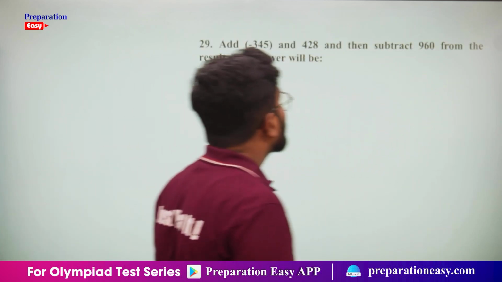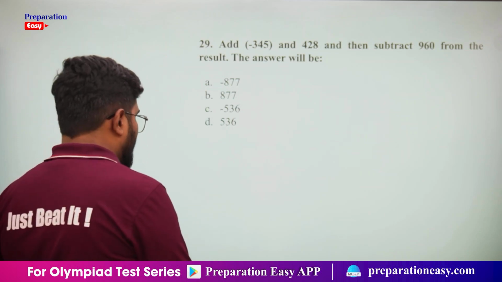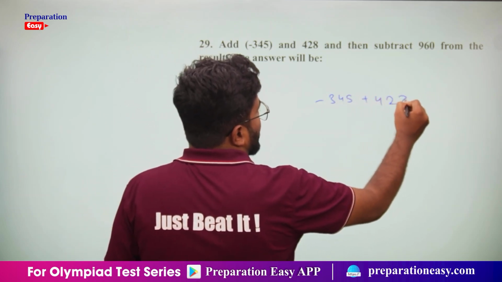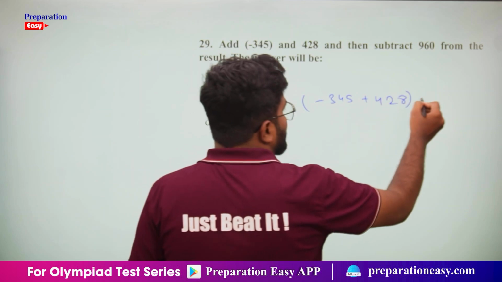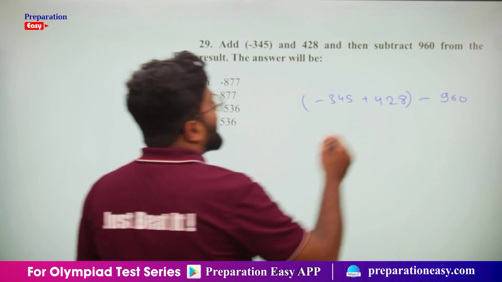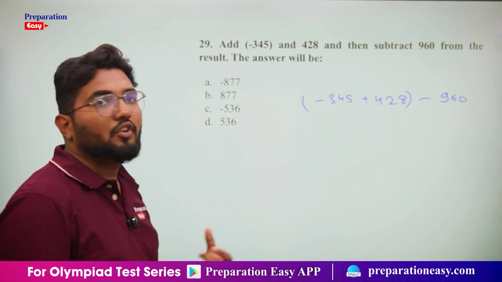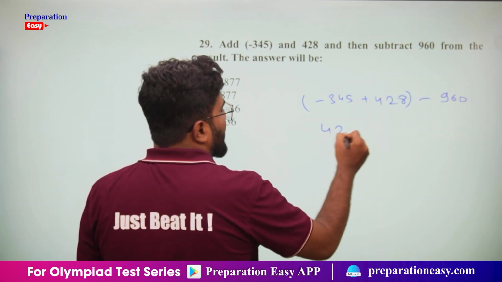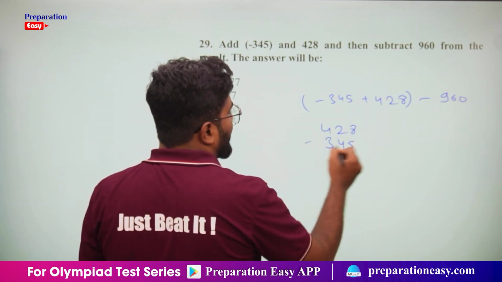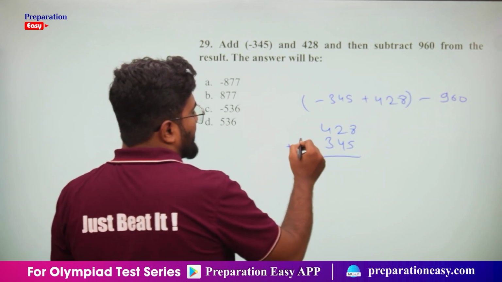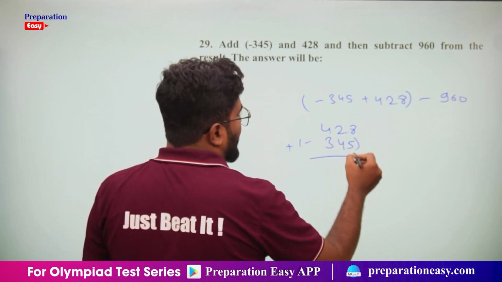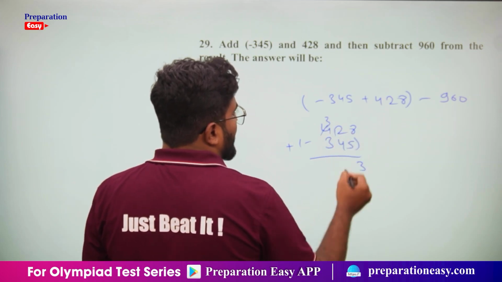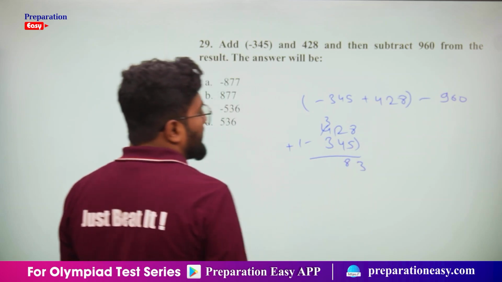Next question is, add minus 345 plus 428 and then subtract it from 960. First we have to add 428 and 345. So it would be 428 minus 345, and here it is addition but the number is minus. So 8 minus 5 would be 3, 2 minus 4 not possible, so 3, 12, 12 minus 4 is 8. So the number is 83.